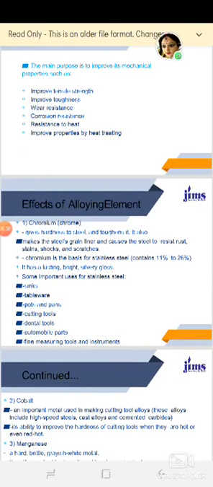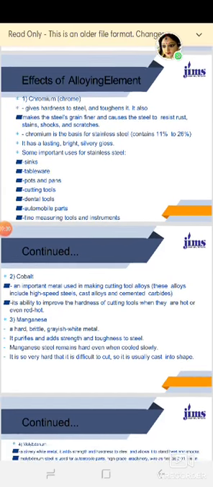Chromium, it gives hardness to steel and toughness. It also makes the steel grain finer and causes the steel to resist rust, strain, shock and scratches. Chromium is the basis for stainless steel, which contains 11 to 26%. It has a lasting bright silver gloss. Its important uses in stainless steel are sinks, tableware, pots and pans, cutting tools, dental tools, automobile parts, fine measuring tools and instruments.